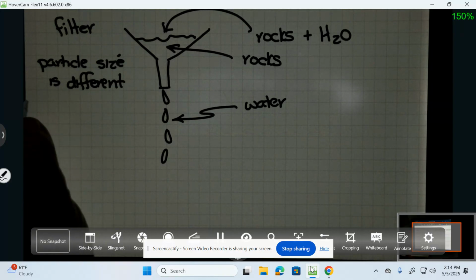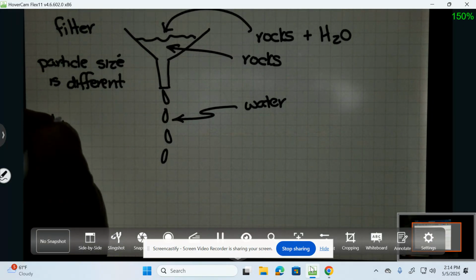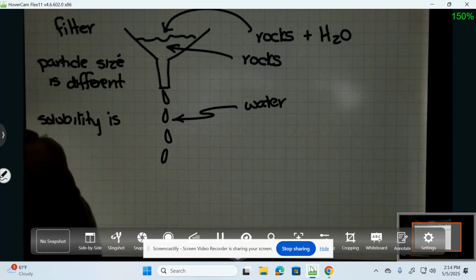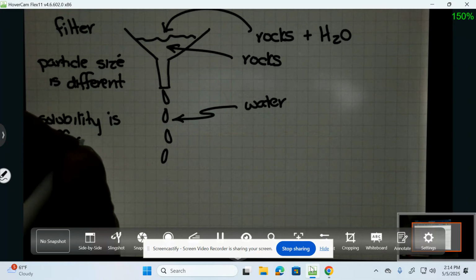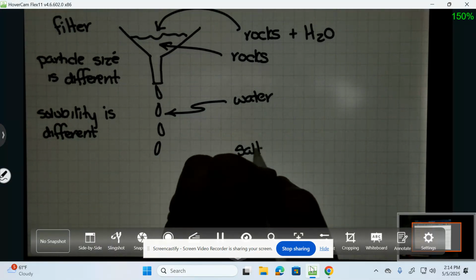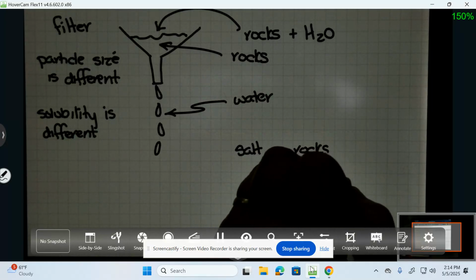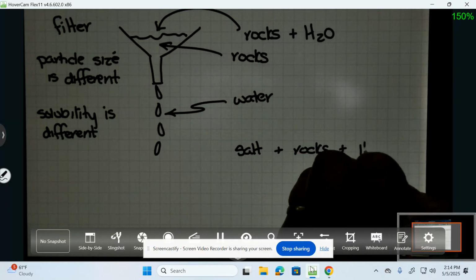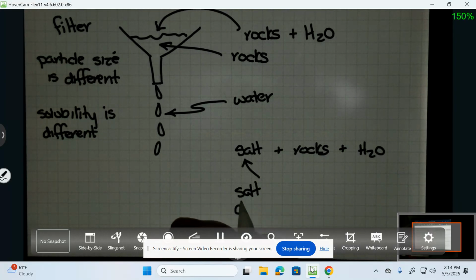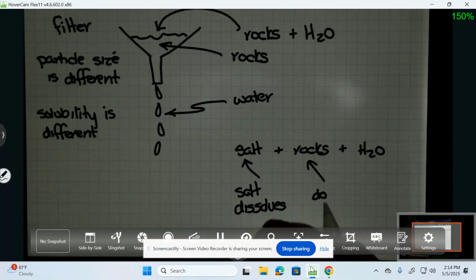It also works if solubility is different. For example, let's say I have salt and rocks and water. Well, the salt is going to dissolve. The rocks do not dissolve. And the water is the water.